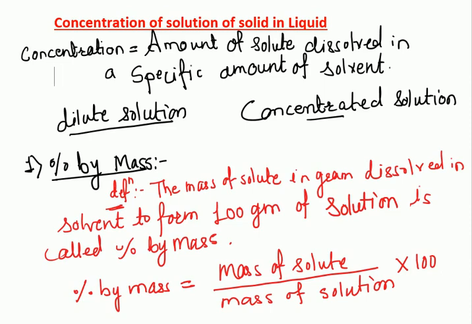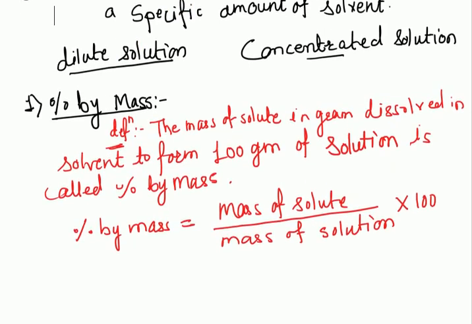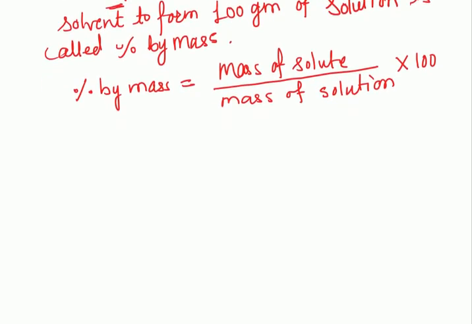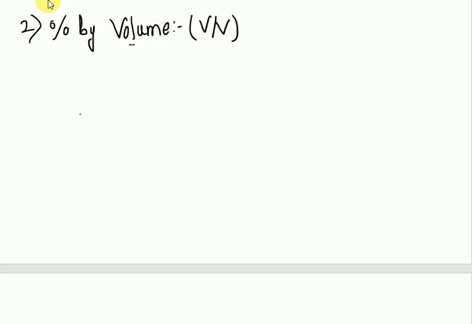In this way we can determine the percentage by mass concentration of any solution. The second way to express the concentration is the percentage by volume. It is denoted by P by V.